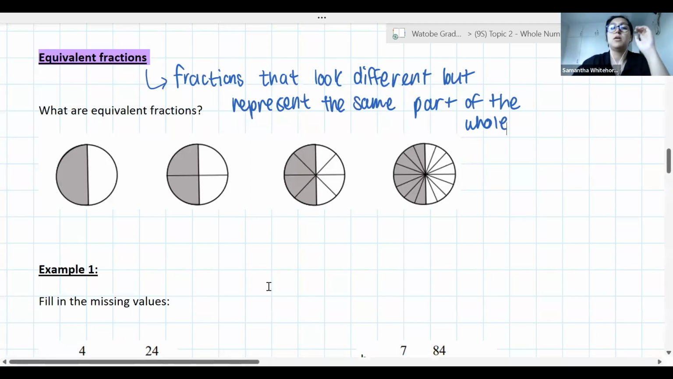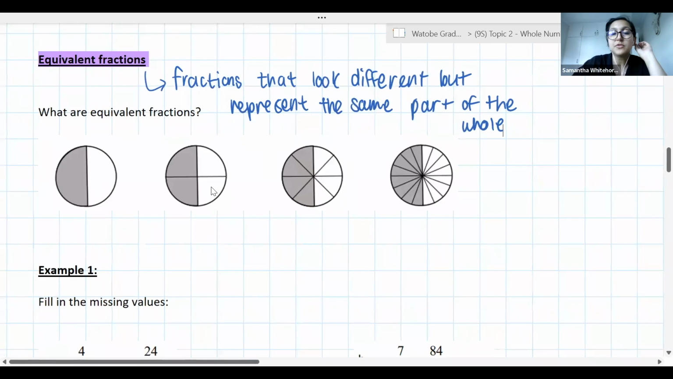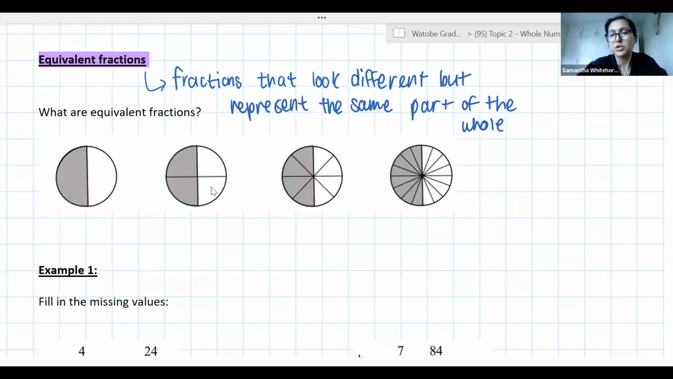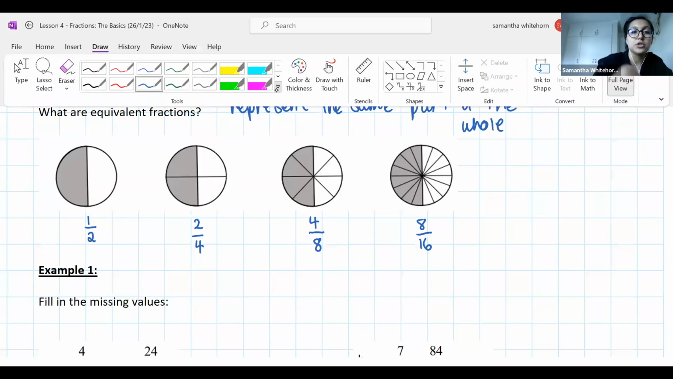So if we have a look at our pizza slices or our pies or whatever you want to think of these things as, we have 4 different images, but we can see that the same proportion or the same part is shaded. If we look at our first fraction, we can see that 1 out of 2 parts are shaded. If we look at our second image, we can see that 2 out of 4 parts are shaded. And if we keep going, we are getting different fractions, fractions that look different. But if we look at the picture, they actually represent the same portion of the whole.